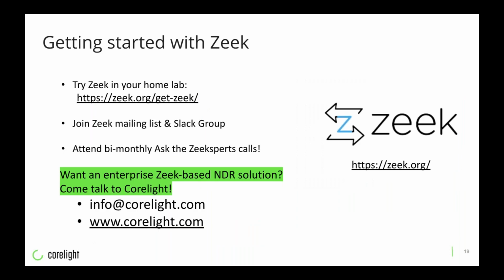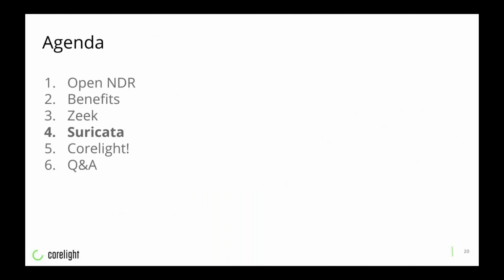If you're interested in getting started with Zeek, I've given you the URL there. There's a lot of great mailing lists and activity. If you join the mailing list, there's a really active Slack channel that's awesome. Even if you're a newbie, it's a great place to jump in and get your feet wet. There's regular community calls where they share knowledge. And if you're interested in an enterprise grade version of it, you can come talk to Corelight. We'll talk a little bit more about that at the end of the presentation. But here are some ways you can get your hands started with Zeek if you're interested.